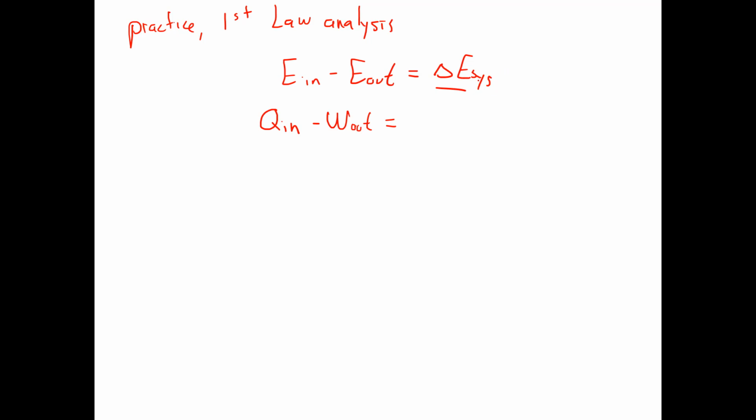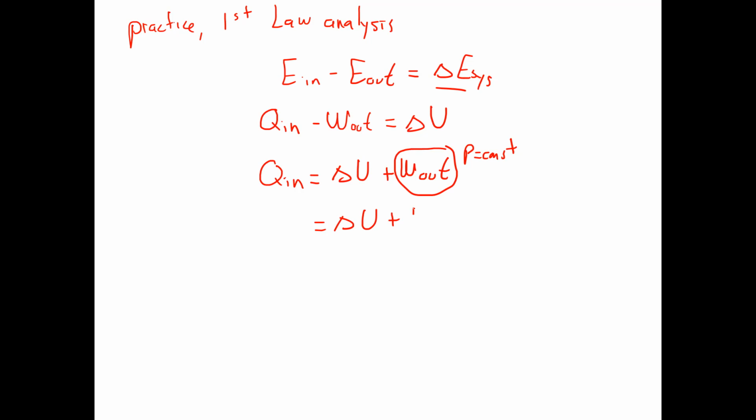The change in energy of the system is the change in internal energy plus the change in kinetic energy plus the change in potential energy. Since the system is stationary, there's no change in kinetic and potential energy, so I'm only left with the change in internal energy. So I'm left with Q in equals delta U plus work out. Next step, what type of work do I have? I have a constant pressure work. Therefore, this can be expanded to delta U plus pressure times change in volume, because it's constant pressure work.